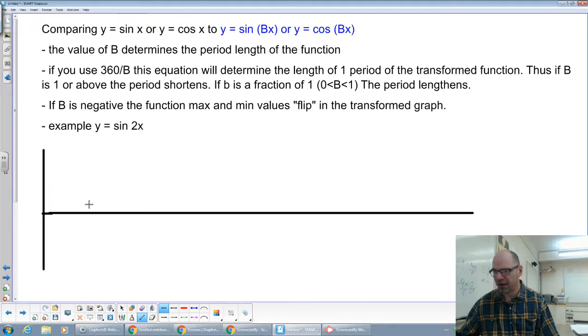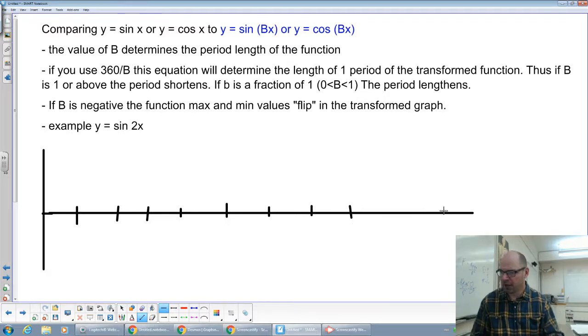Okay, now we're going to have two periods in the 360 degrees. So I'm just going to draw 8 ticks instead of 4. 1, 2, 3, 4, 5, 6, 7, 8. So that's going to be my 360. So we're going to have 2 periods here instead of 1. It's going to be shorter.